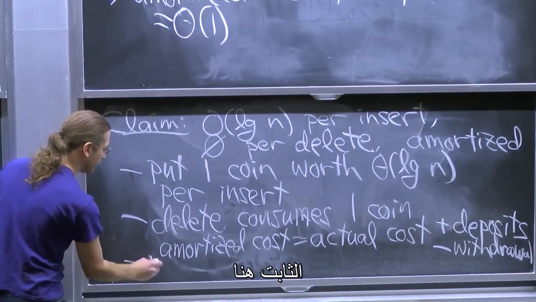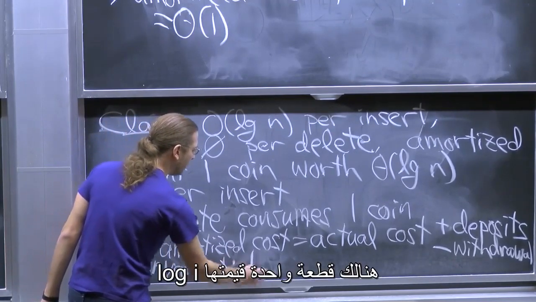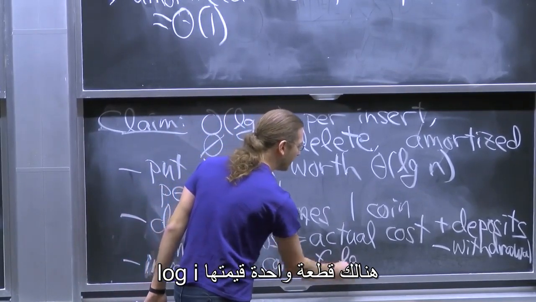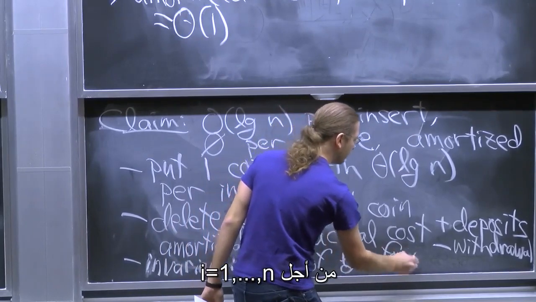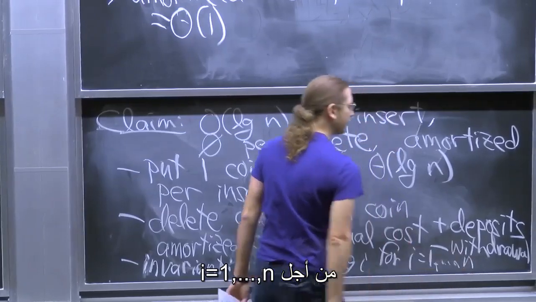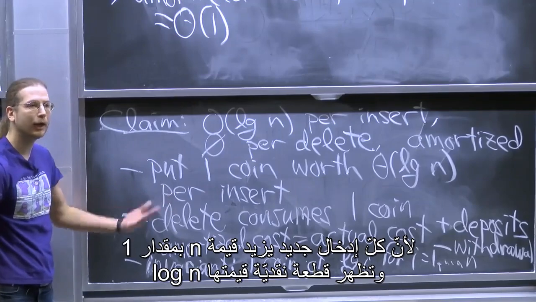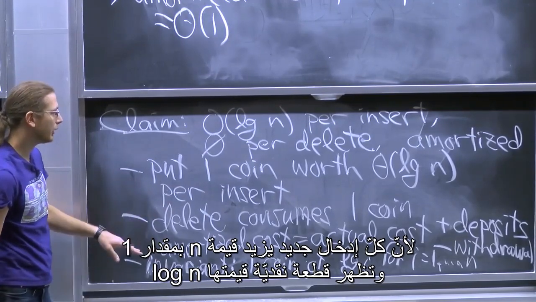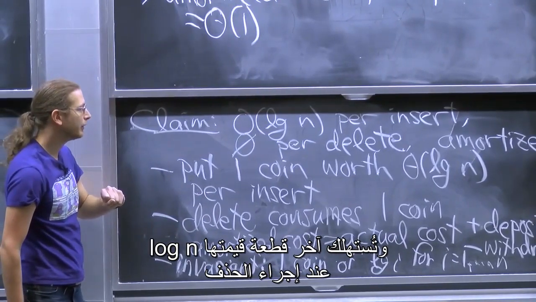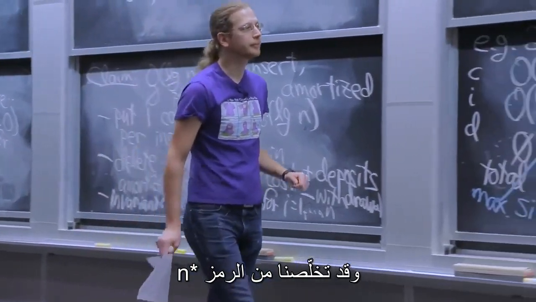I guess the invariant is one coin of value log i for i equals 1 to n. And you can check that the invariant holds. When I do a new insertion, I increase n by 1, and I make a new coin of that log value. When I do a deletion, I'm going to remove that last coin of log n. So this does work out. So we got rid of the n star.